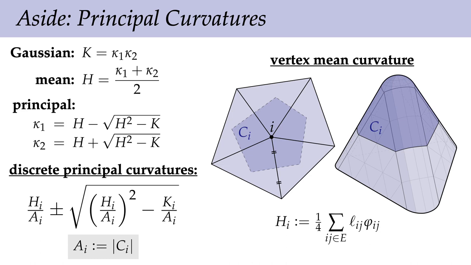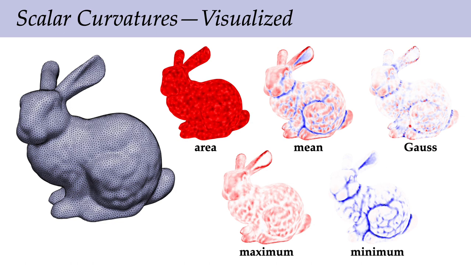So here's a visualization of all the scalar quantities that we have on our surface. We have the area, the mean curvature, the Gauss curvature. We can use those 3 values to evaluate the minimum and maximum curvature. Of course, there's also the volume, which I haven't really depicted here, but you can imagine just the volume of the surface on the left.